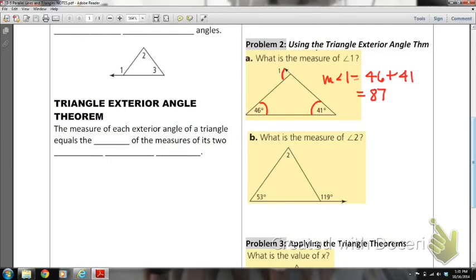In the second one, in part B, what is the measure of angle 2? Once again, you have an exterior angle. The exterior angle is 119, and it is going to be equal to the sum of its two remote interior angles, which are measure of angle 2 and 53. So if you subtract 53 from both sides, measure of angle 2 is going to be 66 degrees.